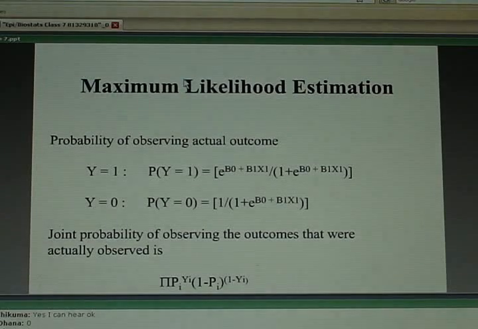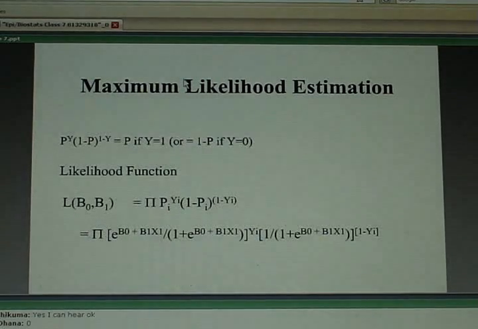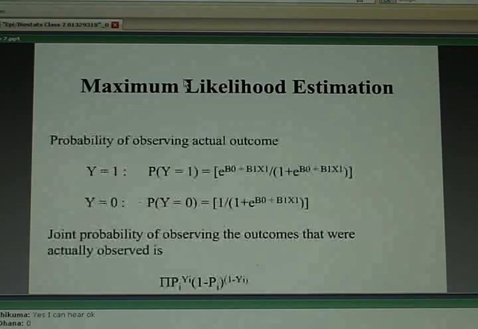But now these p's and 1 minus p's depend on the value for x, because x determines your risk of getting disease. Your p is either going to be this expression, e^(b0+b1) over 1 plus e^(b0+b1), or if you're a female, your risk of getting disease is e^b0 over 1 plus e^b0. So males and females have different risks from this model.